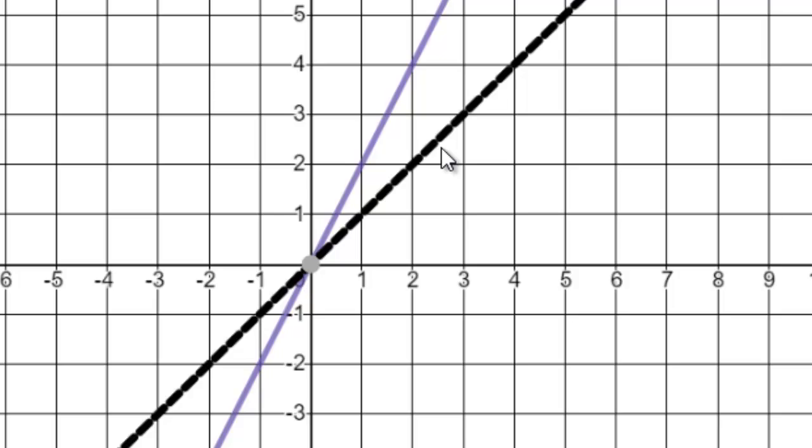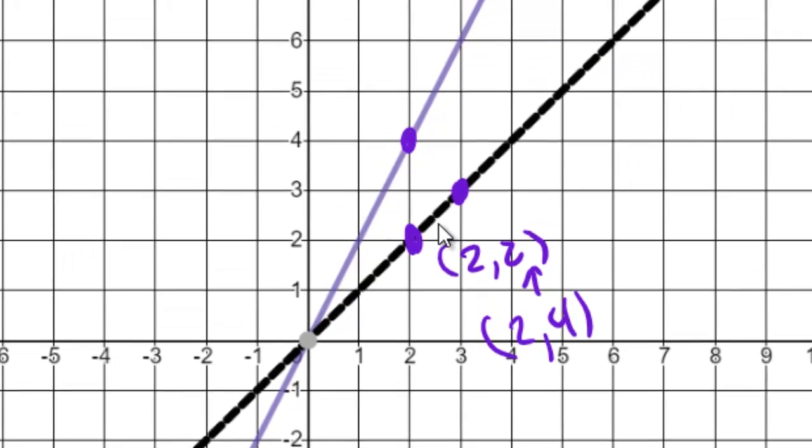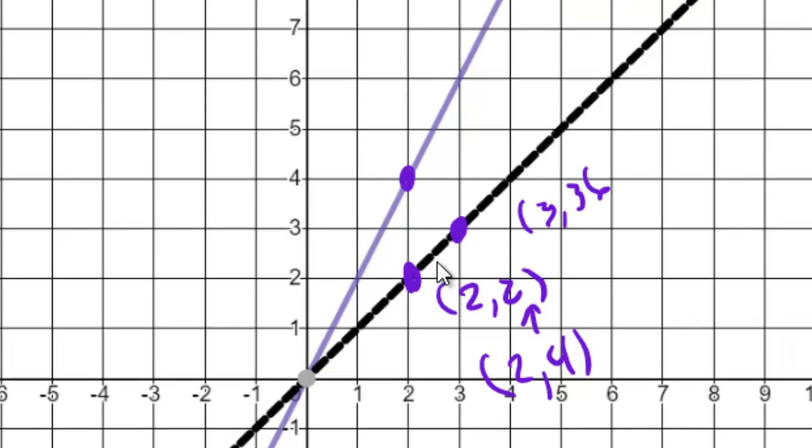If I look at this point right here, which is 2, 2, this formula over here says to multiply the output, which is this one, by 2. So my new ordered pair would be 2, 4. So 2, 4 you can see is right there, and that's how it translates. If I look at the next one over, this one right here, which is 3, 3, and I'm supposed to multiply the output value by 2, I end up with 3, 6. So if I go over 3, 6, you'll see the output is right there.